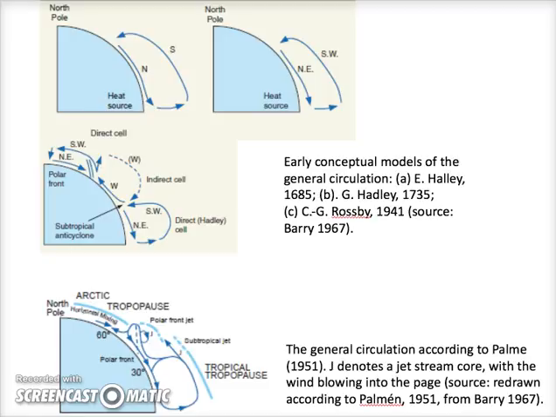The solution came in the 1950s with the recognition of the role of horizontal eddies, short waves, in transferring energy and angular momentum poleward. Nowadays, the view is of a Hadley cell in low latitudes and horizontal eddies in mid-latitudes. In some locations and seasons, there may be a small direct cell in high latitudes.